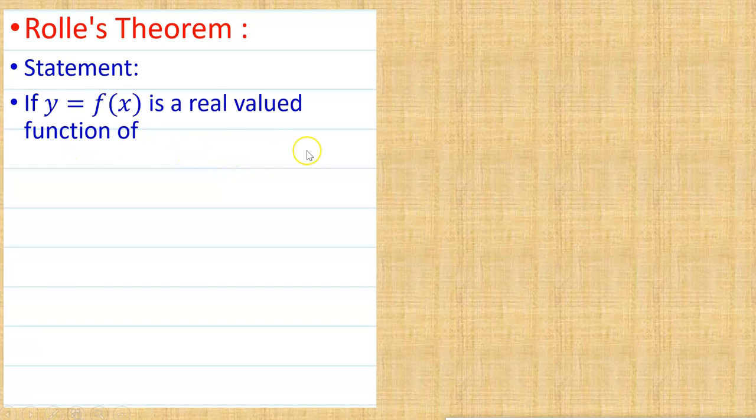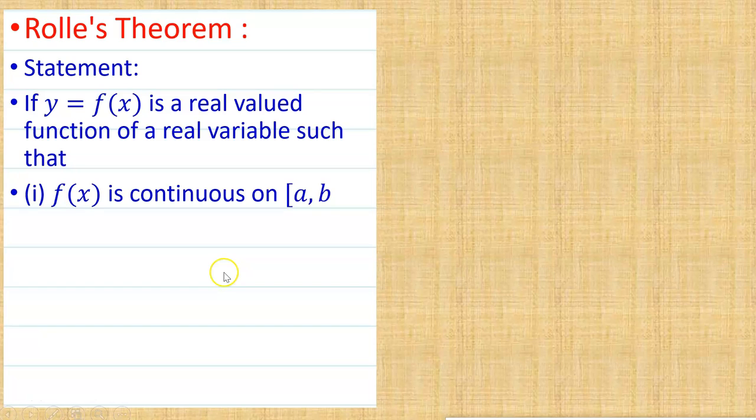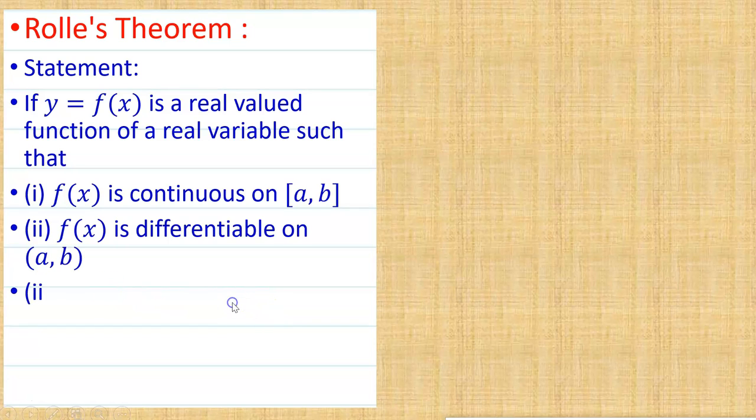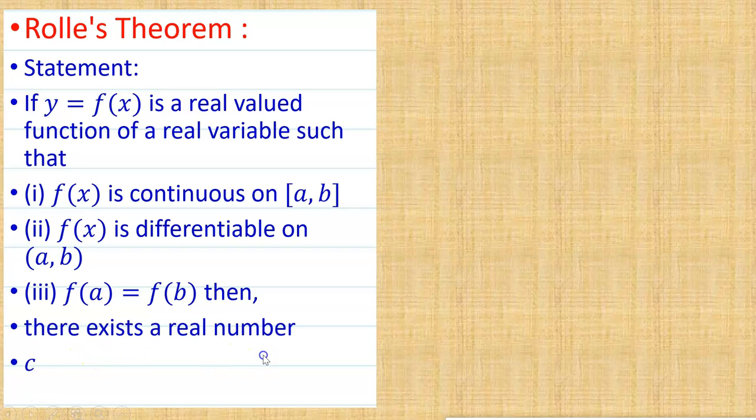Rolle's theorem. Statement: if y equals f of x is a real valued function of a real variable such that first, f of x is continuous on the closed interval [a, b]. Second, f of x is differentiable on the open interval (a, b). Third, f of a equals f of b. Then there exists a real number c belonging to the open interval such that f dash of c equals 0. And this is Rolle's theorem.